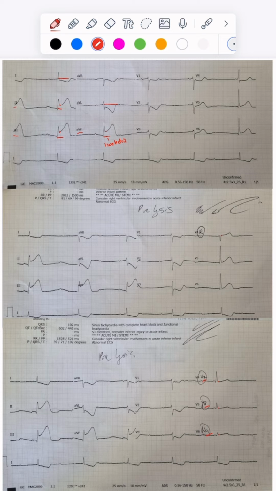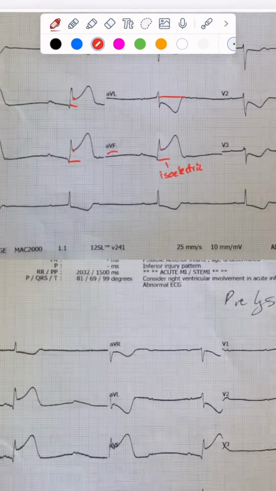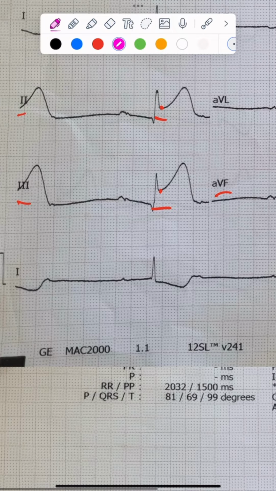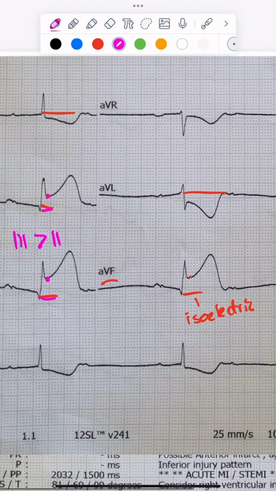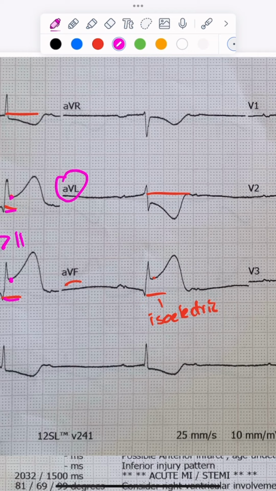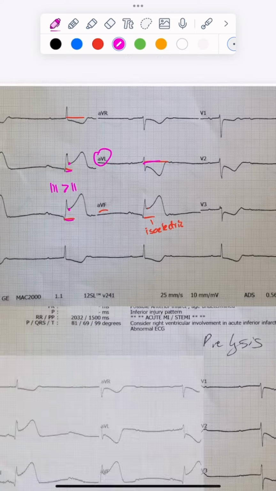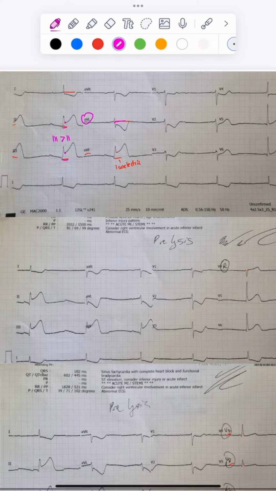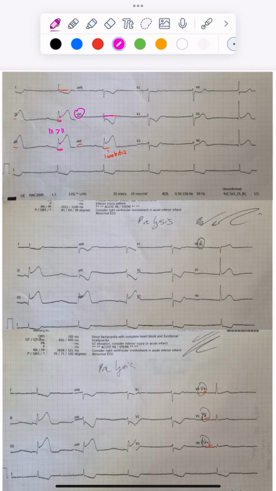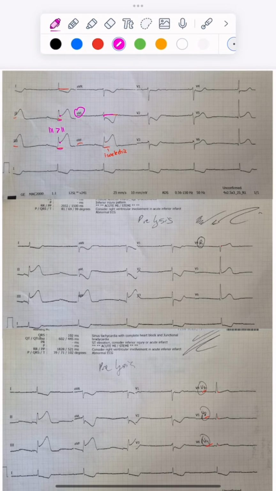Remember, likely RCA dominant. Why? Because the degree of ST elevation in standard lead 3 is greater than that in standard lead 2. So if we measure that, ST elevation is greater than that. Secondly, you've got ST depression in aVL, right? You can see that ST depression. And then you also have AV nodal dysfunction, which typically happens with our RCA dominant circulation, right?